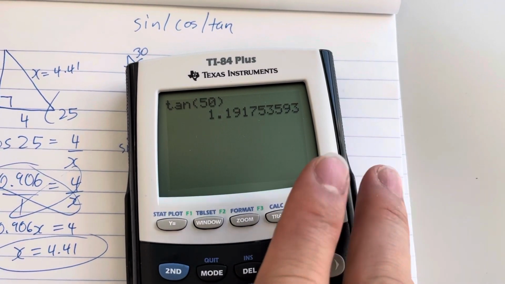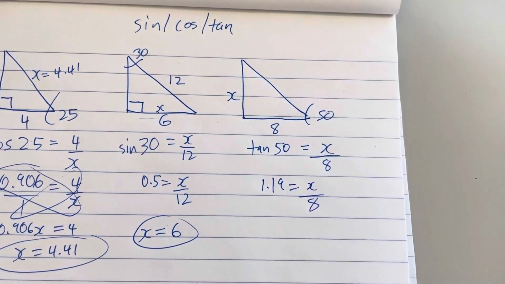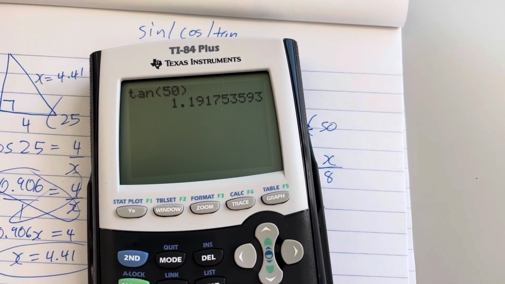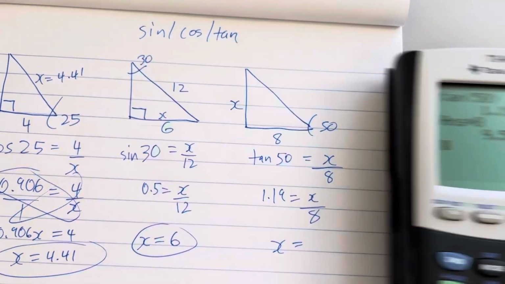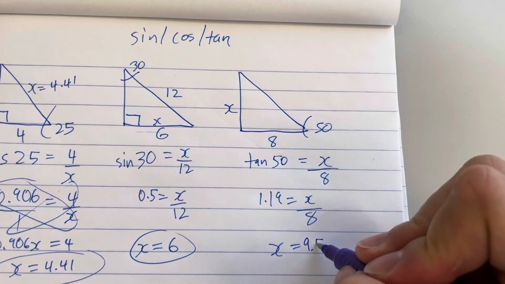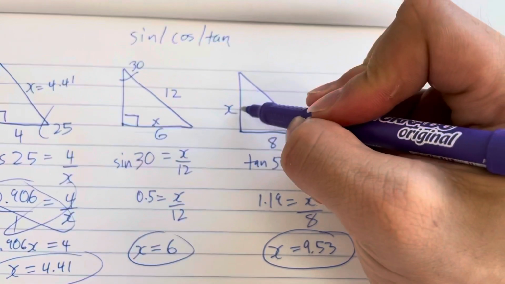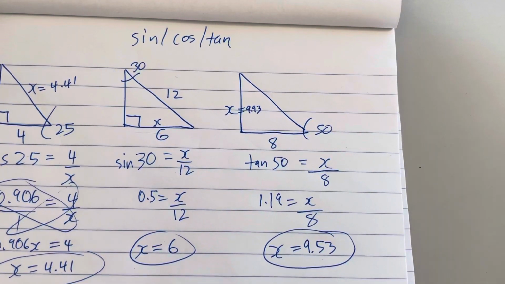Tangent 50 is 1.19, so I'm going to put 1.19 is equal to x over 8, and from there I cross multiply. If I do cross multiply, I multiply this value by 8. And when I multiply by 8, I get 9.53. x equals 9.53, which tells me then that this opposite side over here is indeed equal to 9.53. And we are all good.